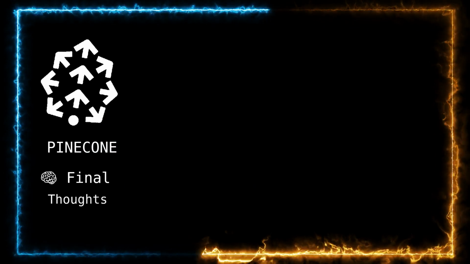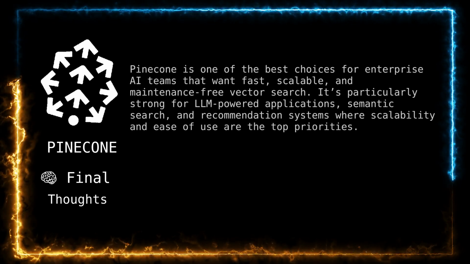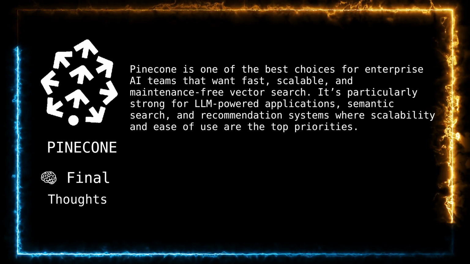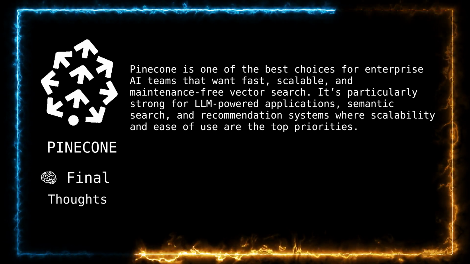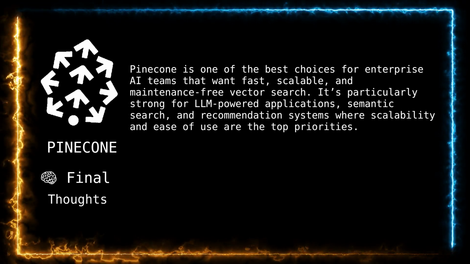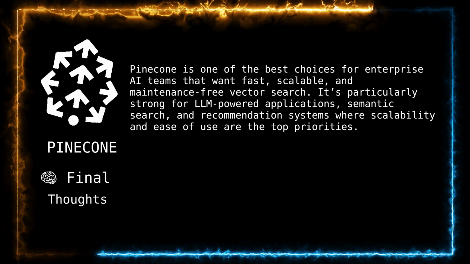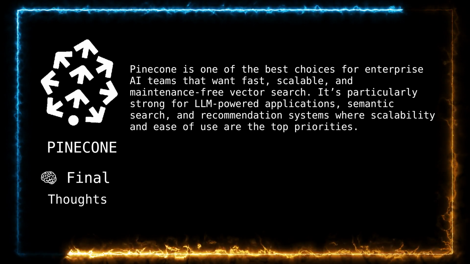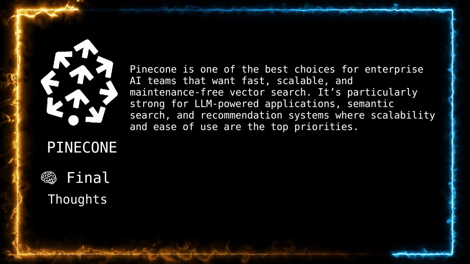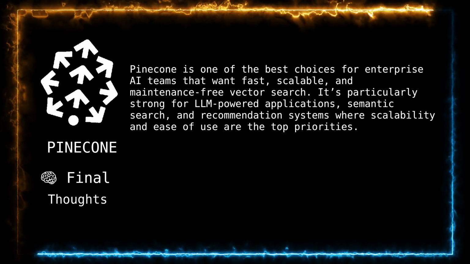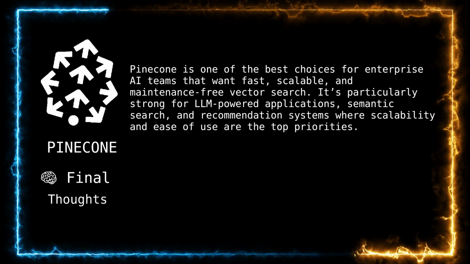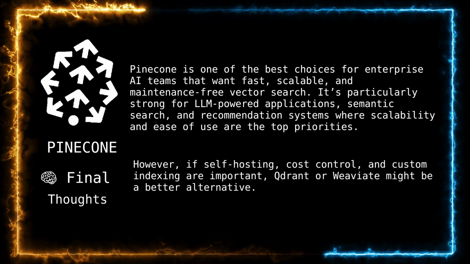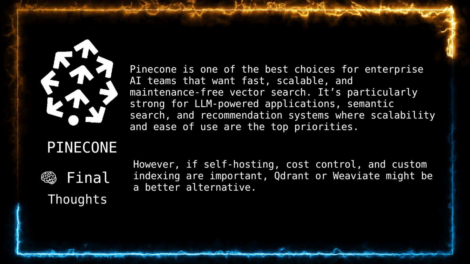Final thoughts. Pinecone is one of the best choices for enterprise AI teams that want fast, scalable, and maintenance-free vector search. It's particularly strong for LLM-powered applications, semantic search, and recommendation systems where scalability and ease of use are the top priorities. However, if self-hosting, cost control, and custom indexing are more important, Qdrant or Weaviate might be a better choice.